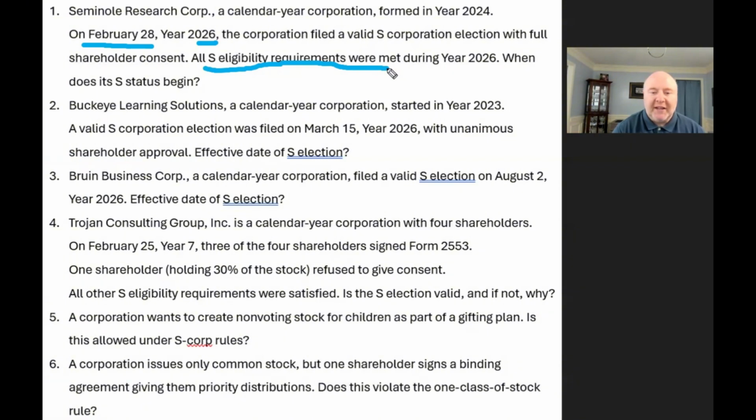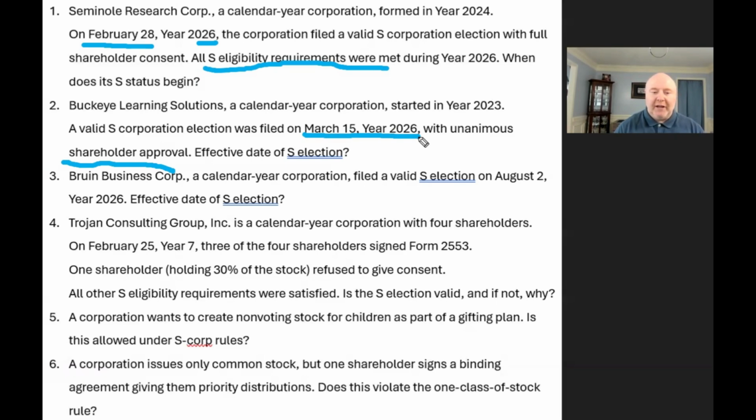Okay, let's look at the second one. Buckeye Learning Solutions, a calendar year corporation, started in 2023. A valid S election was filed on March 15th, 2026. So a valid one means everybody's consented and we've met the requirements, with unanimous shareholder approval. Great. What is the effective date of the S election? Remember, March 15th, so on or before. So January 1st, 2026 is going to be our valid S election date.